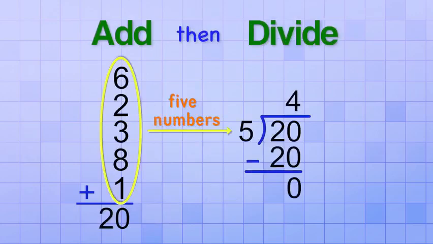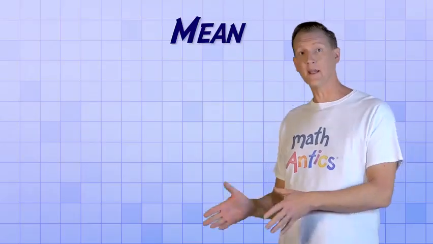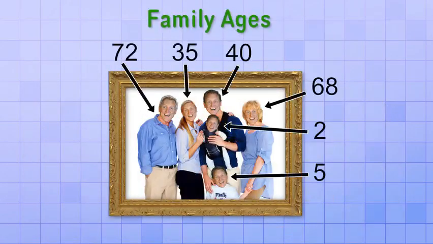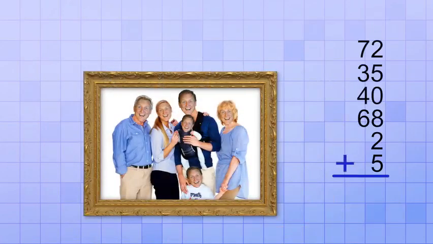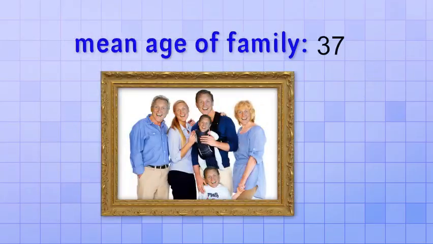The answer you get is the mean of the data set. Let's use that procedure to find the mean age of the members of this fine-looking family here. If we add them all up using a calculator, or by hand if you would like, the total of the ages is 222 years. But then, we need to divide that total by the number of ages we added, which is 6. 222 divided by 6 is 37. So that's the mean age of all the members in this family.